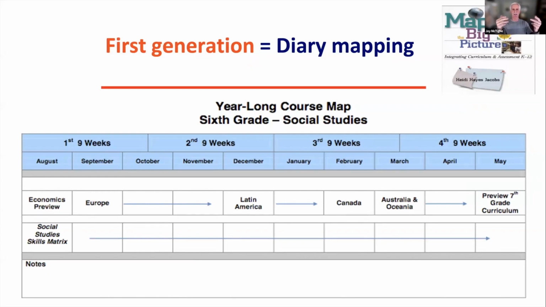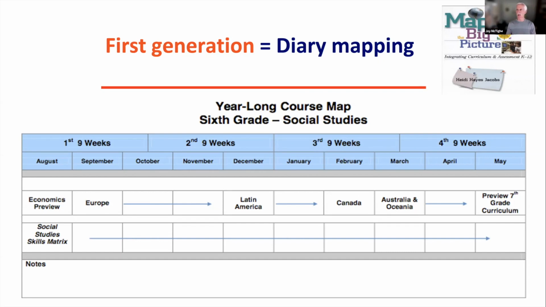in fact, on diary mapping, where individual teachers were asked to map out what they taught for how long on a calendar. And the idea was, look, it doesn't matter what's in the curriculum guide or in the textbook. What really matters is what teachers are actually teaching. So to find that out, we'll have teachers diary map. Then the idea was we'll look at the diary maps and we can compare both horizontally and vertically.